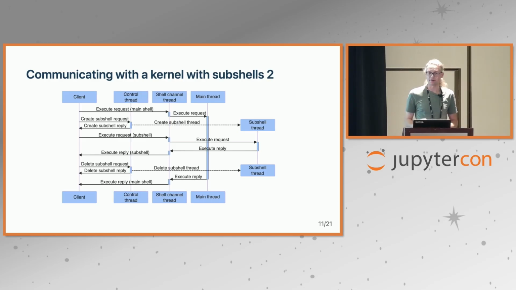For full completeness, I will add in extra to make it probably too complicated, but these are the addition here of the control thread, so this just shows how we might create and delete the subshell thread. So create subshell request to the control thread, that does whatever magic required to spin up the new thread, returns us the subshell ID, and we can execute. We pass that subshell ID into the execute request.